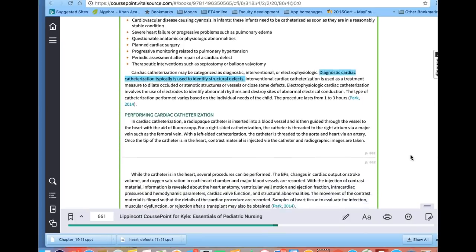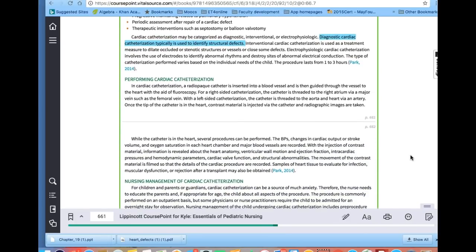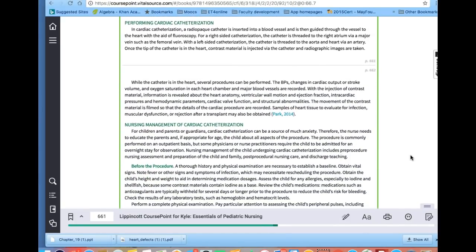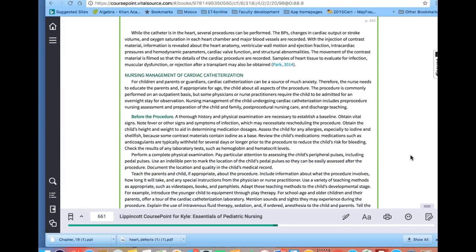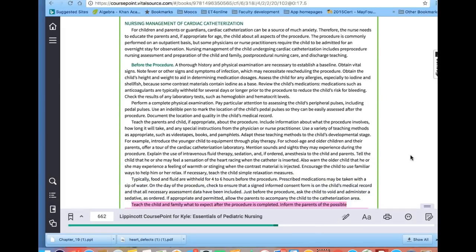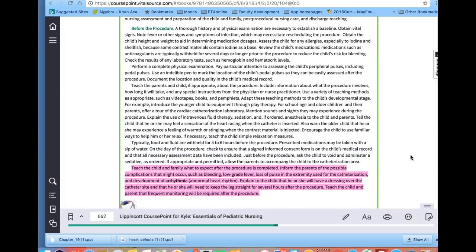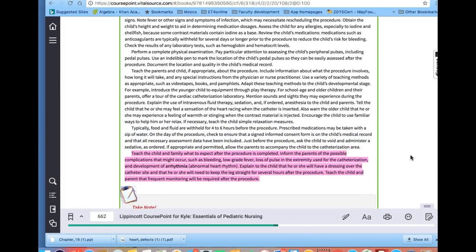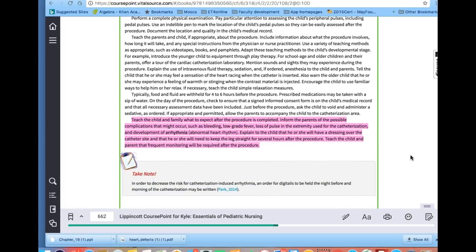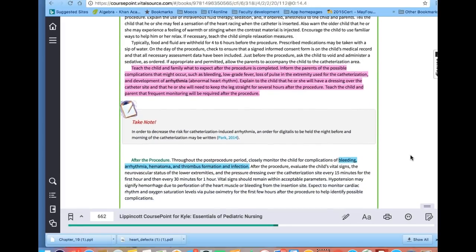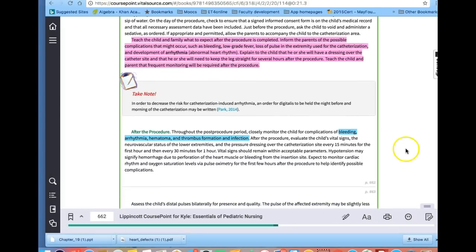There is a lot of information here on cardiac cath. What I need you to know is the nursing management. What do we teach our parents before the procedure? What do we teach them will happen after the procedure? The risk of the procedure. You want to monitor them afterwards for bleeding, any arrhythmia, hematoma at the insertion site, and infection.